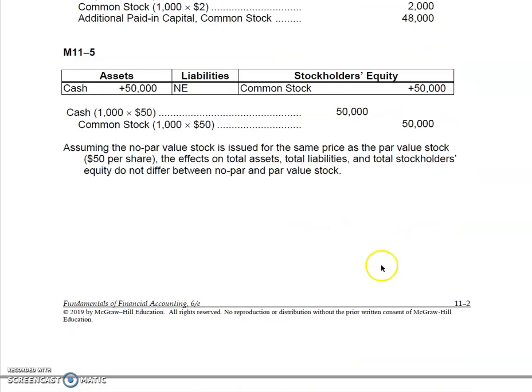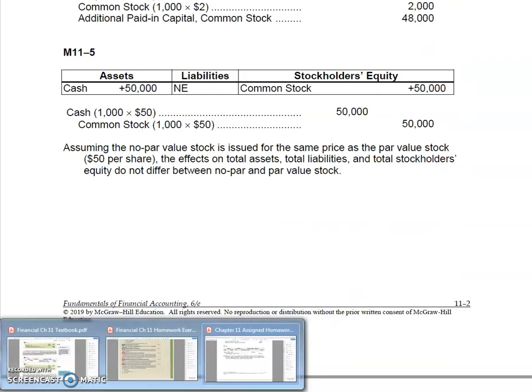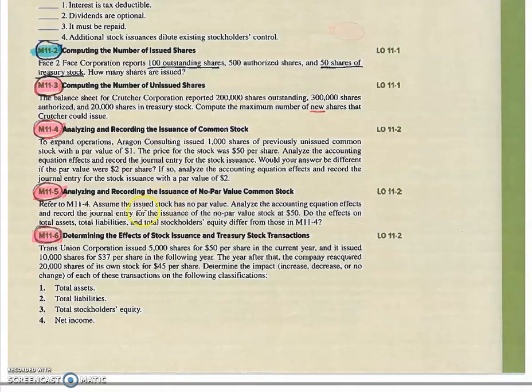Okay, another journal entry in 5. So refer to mini exercise 11.4. Assume the issued stock has no par value. Analyze the accounting equation effects and record the journal entry of the no par value stock at $50. Do the effects on total assets, total liabilities, total stockholders' equity differ from those in 11.4?